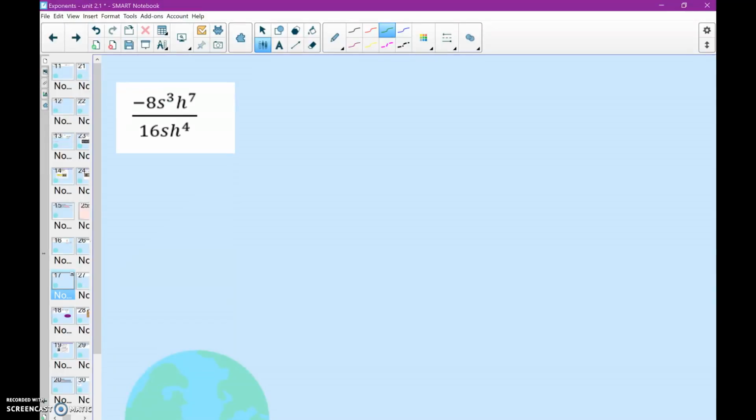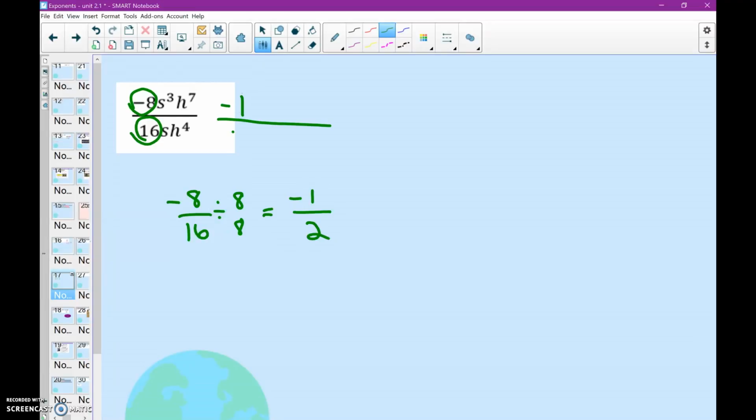This one is kind of tricky. Be really careful with those exponents. Got negative 8 over 16. It's not negative 2. Be really careful about that. Reduce your fraction. You can divide both of them by 8, which means you get negative 1 over 2. So that is what you put into your next part of the problem.